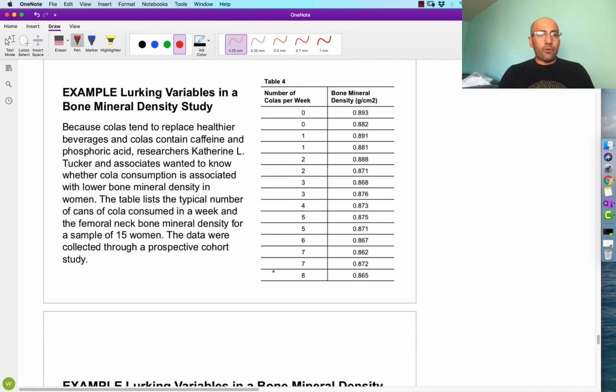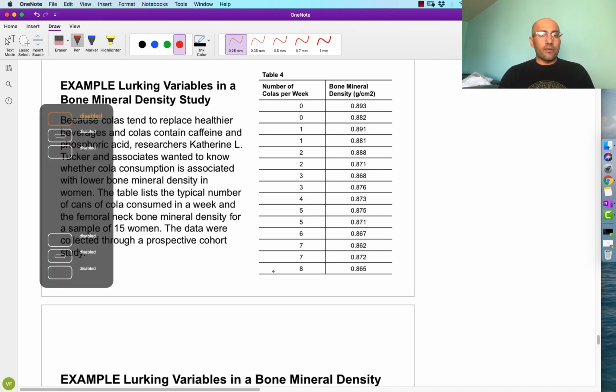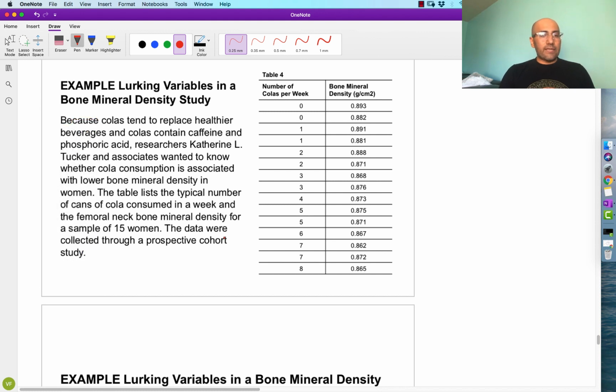Okay, so here's another example. Because colas tend to replace the healthier beverages, and colas contain caffeine and phosphoric acid, researchers Kathleen L. Tucker and associates wanted to know whether cola consumption is associated with lower bone mineral density in women. The table lists the typical number of cans of cola consumed in a week and the femoral neck bone mineral density for a sample of 15 women. The data were collected through a prospective cohort study.